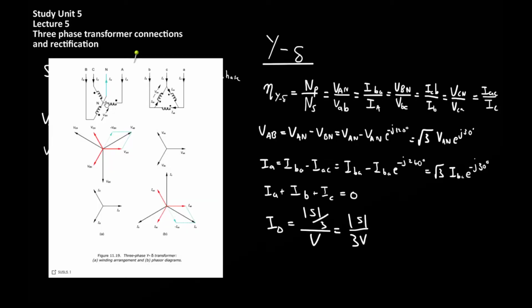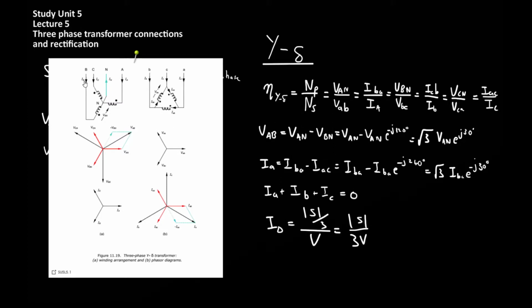As an example, shown here is a Y delta transformer. The ratio for this transformer is given by the number of primary coils divided by the number of secondary coils. Multiple relationships between the primary and secondary coils can be used to describe this ratio. For example, the voltage from terminal A of the primary to neutral will have the same ratio to the voltage between terminals A and B on the delta or secondary coil as the number of primary to secondary coils for both transformers.